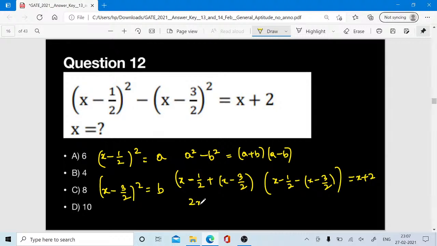So this will become 2x minus 2 is equal to x plus 2. 2x minus 2 is equal to x plus 2. When this goes here, this will be x is equal to 4. Option B is the right answer. Let's see the next question.